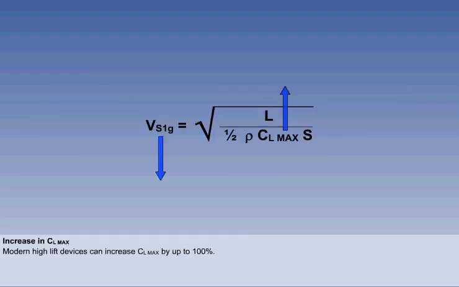From the 1g stall formula, it can be seen that an increase in CLmax will reduce the stalling speed. It is possible, with modern high-lift devices, to increase the CLmax by up to 100%.